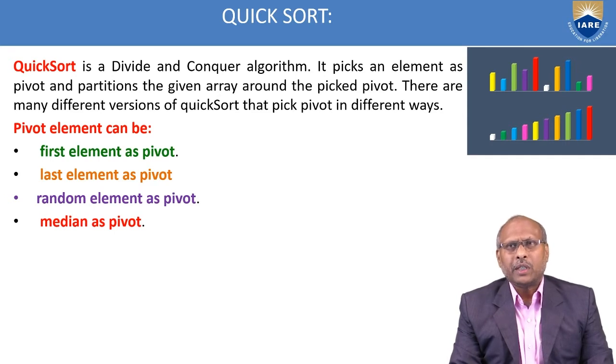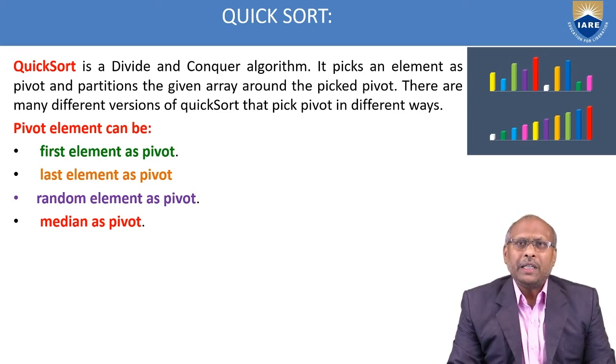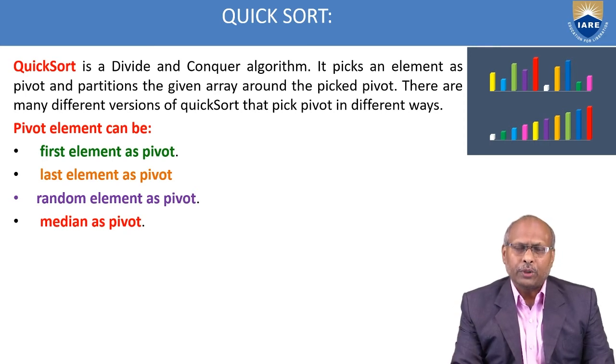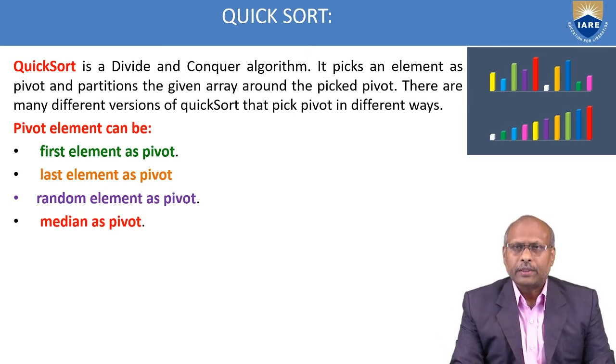So, based on the pivot, you can start processing. That means the pivot element will decide where it has to fit in the array. Wherever it finds the position, the elements to the left should be less and the elements to the right of that pivot should be greater. So, that is the policy.